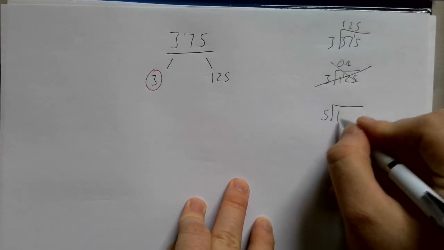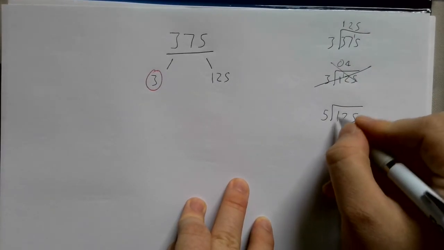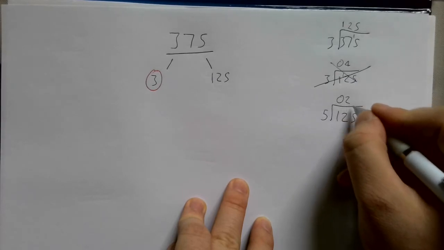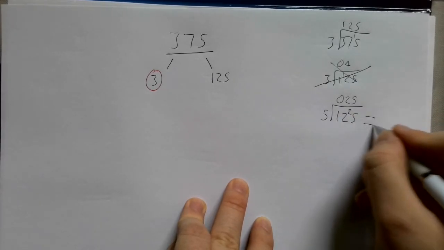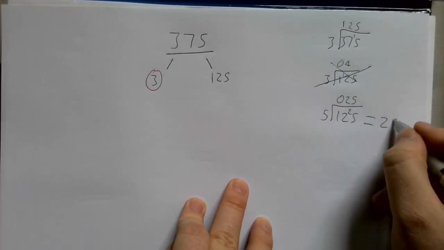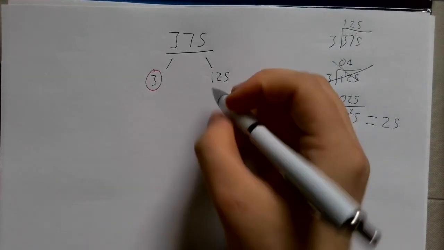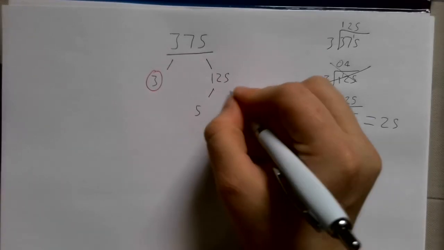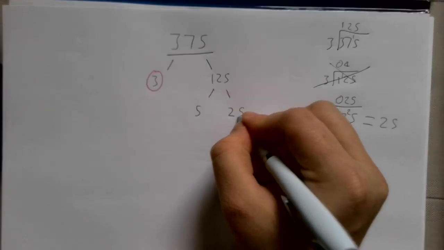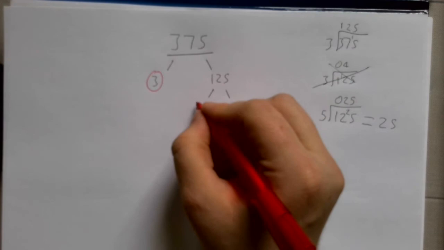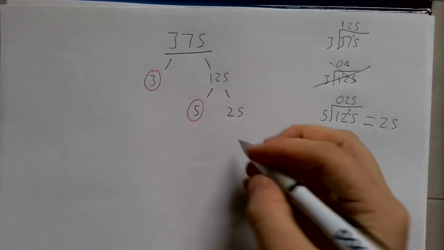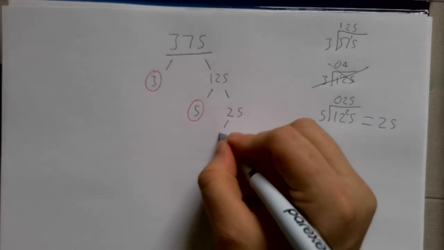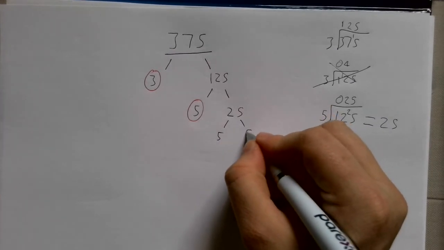I'm just going to see how many times. So 5 into 1 doesn't go. 5 into 12 goes twice, remainder 2, and 5 into 25 goes 5 times. So 5 goes into 125 25 times. Okay, so close off my 5. And now I've just got this 25 branch to deal with. Well, I know that if I break this down to its prime factors, it's going to be 5 times 5.